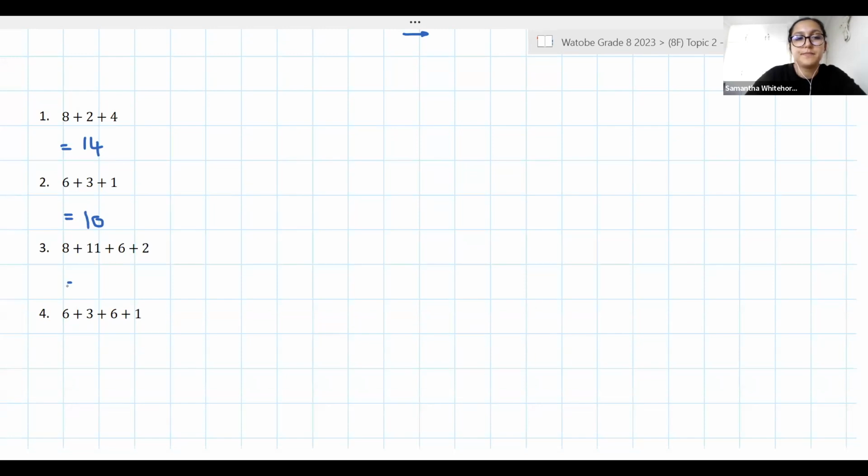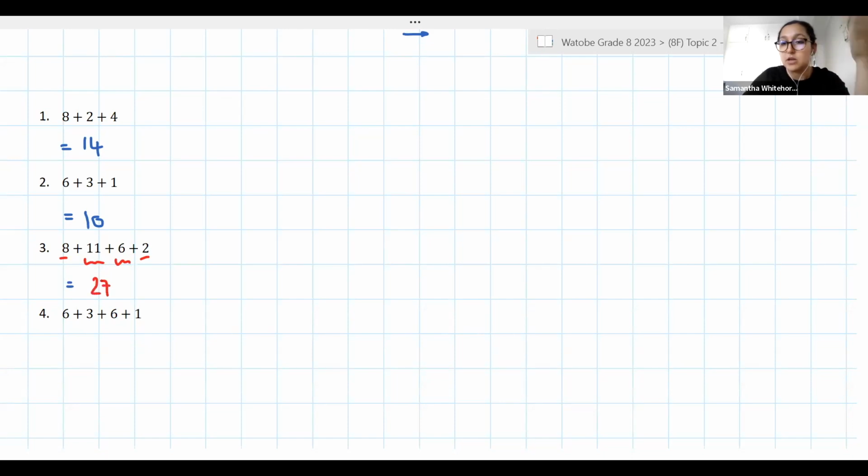Question 3. Again, any order that you want. And I'm actually going to use question 3 as an example of doing it out of the given order. I generally, and you can do it however you want, I'm just giving you an idea of one way to do it, I generally try to look for 10s. For me, 10s is quite an easy number to work with. So I can automatically see that if I said 8 plus 2, I would get 10. Then I'm just adding numbers to 10. 10 plus 11 is 21. And then 21 plus 6 gives me 27.